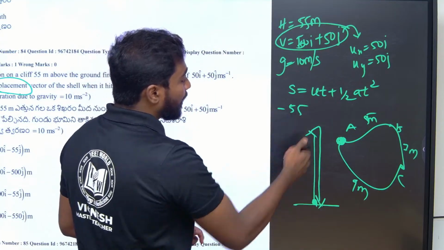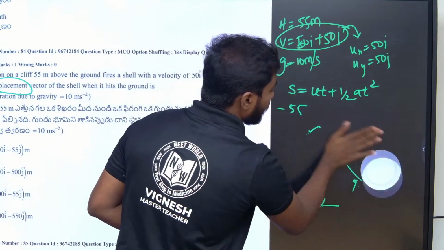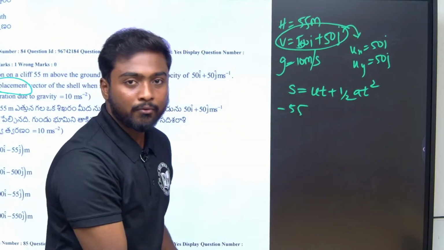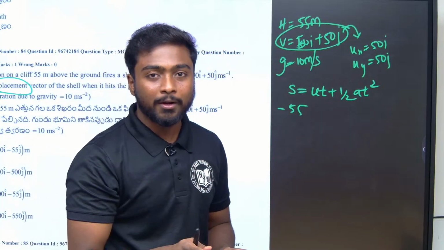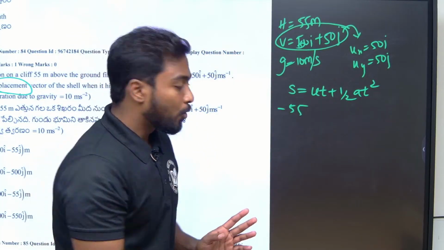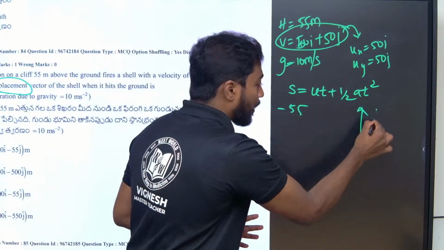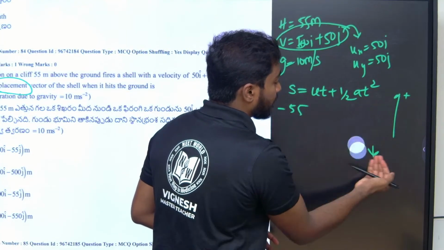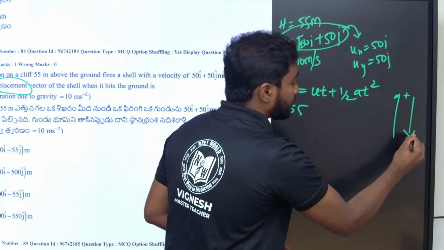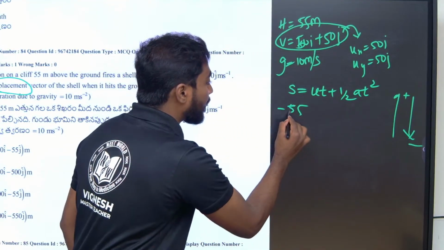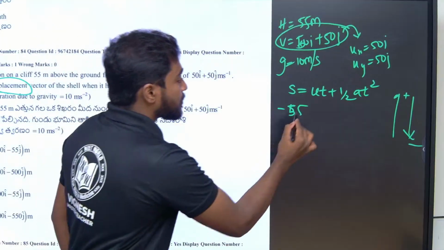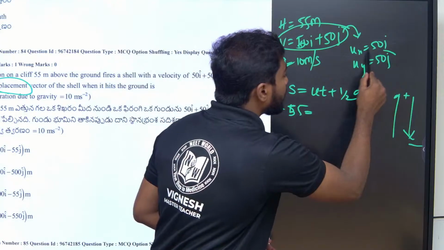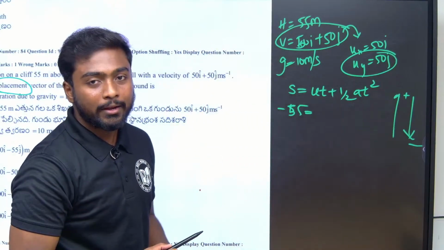So when I talk about the height here, height is 55 meter. It goes up 55 meter and again comes down 55 meter. When I talk about the displacement, it is 0. So plus 55 minus 55. This is plus, this is minus. That's why I have taken it as minus 55. So we are talking about the y axis, in the sense uy, velocity in the y direction.